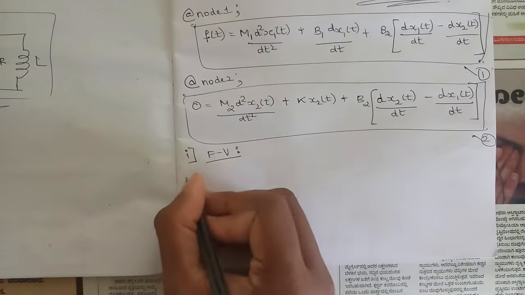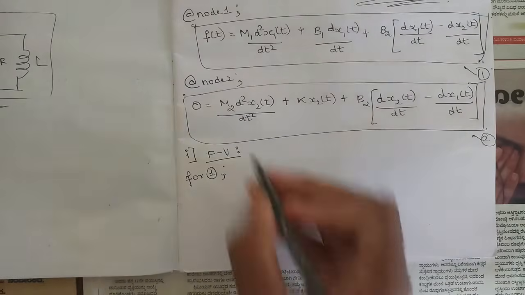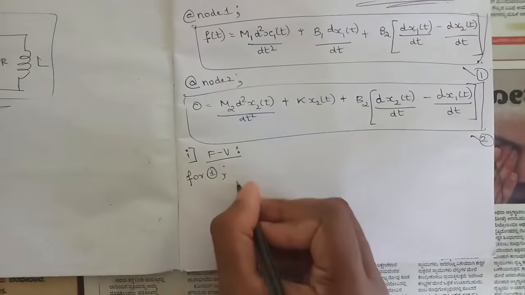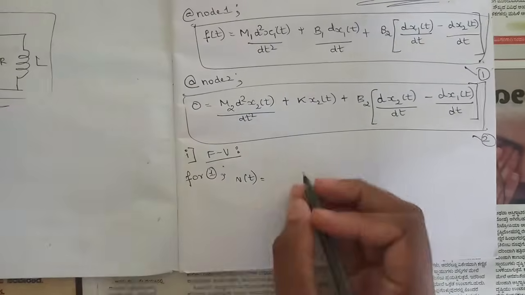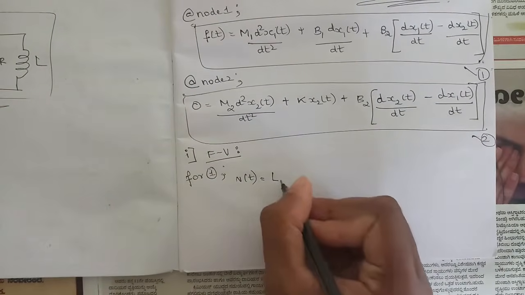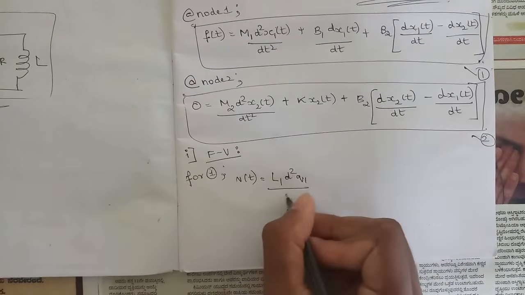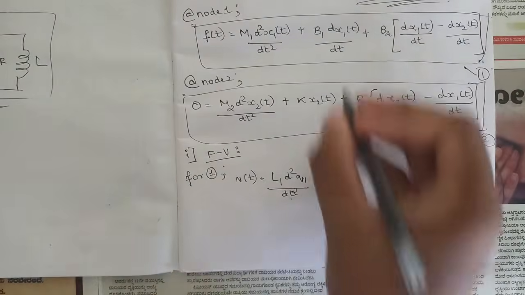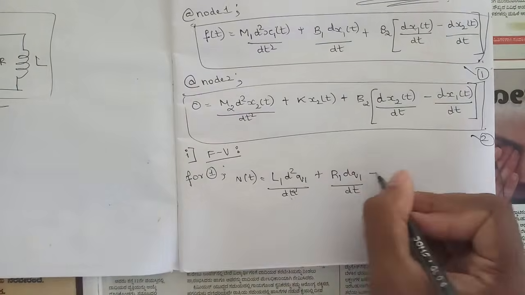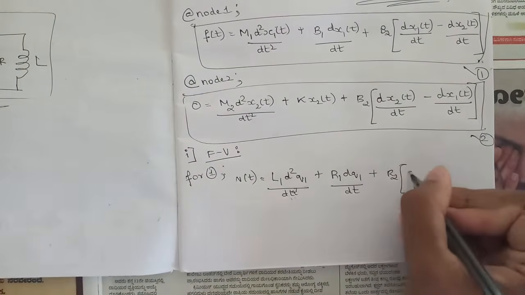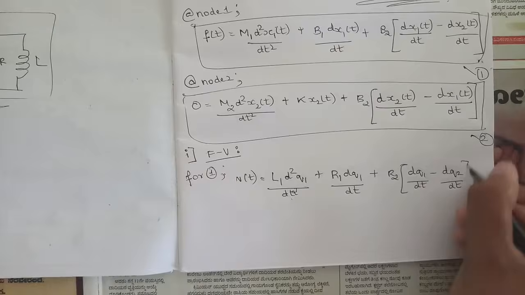There are two equations, right? So first let's apply for equation 1. For equation 1, we know that f of t is replaced by v of t, f is replaced by v, right? Is equal to m1 is replaced by L1. So since m is replaced by L1 into d square, x1 of t is replaced by q1, right? Plus b1 is replaced by r1 dq1 by dt, plus b2 is replaced by r2 into dq1 by dt minus dq2 by dt, right?